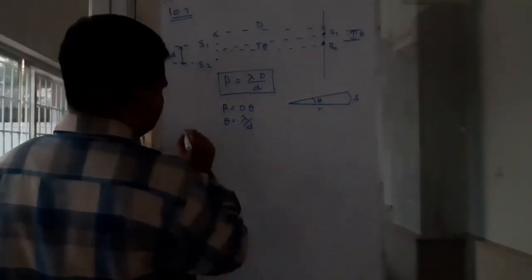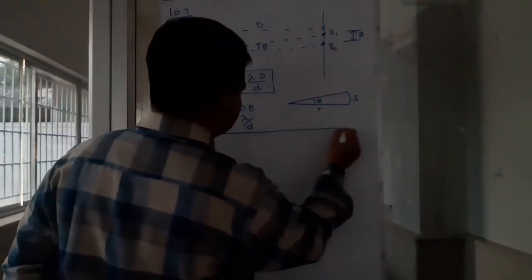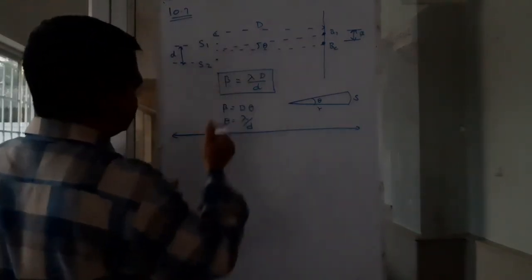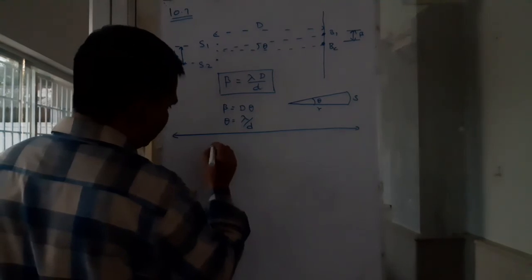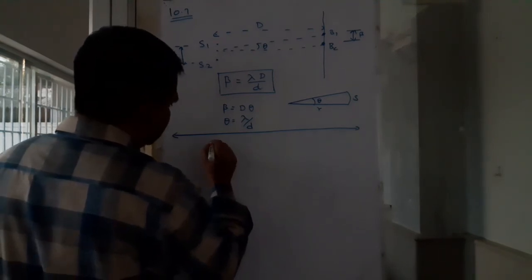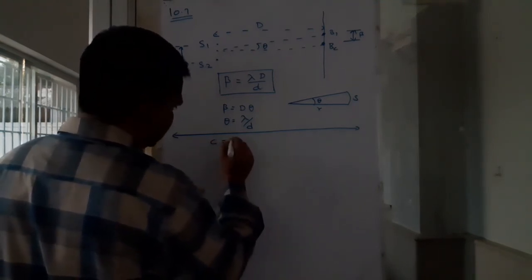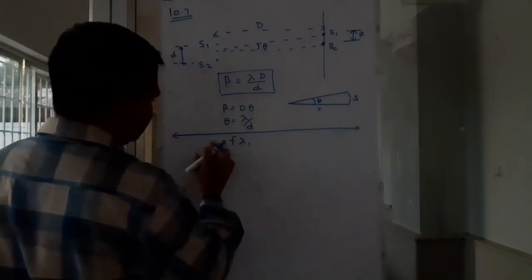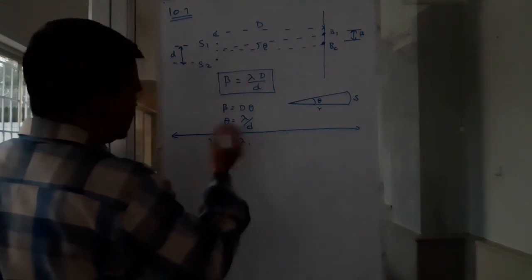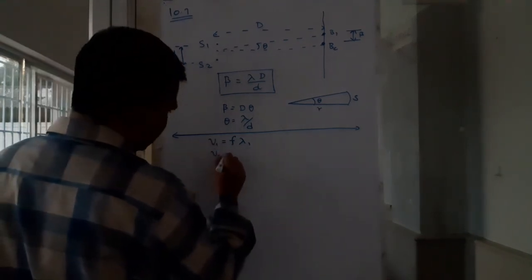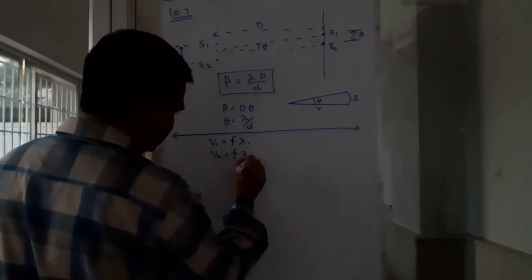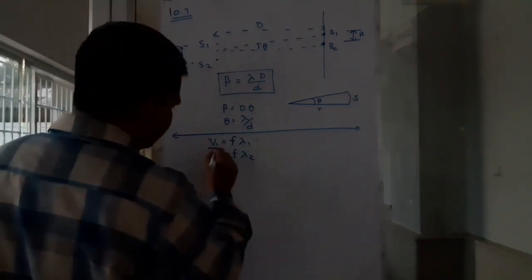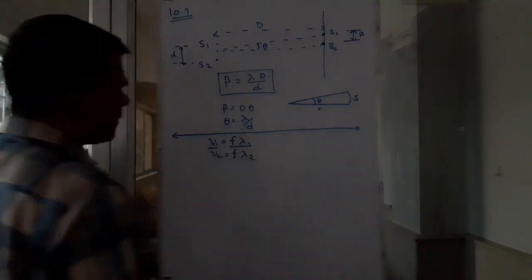So the frequency will remain the same, but the wavelength will change. First medium, c is equal to f lambda 1, let's say v1, better, right? And second medium, v2 is equal to the same frequency but the lambda different. If I do v1 by v2, then I get this.